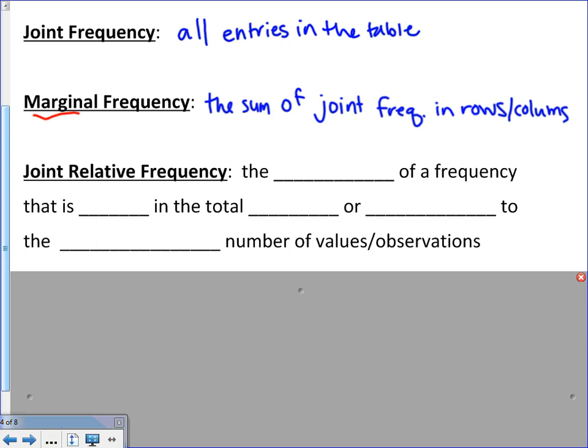So the joint relative frequency is the ratio of a frequency that is not in the total row or column to the total number of entries or outcomes. Joint relative frequency is a fancy way for saying probability. So I'm going to write next to this, I'm really just calculating a probability.